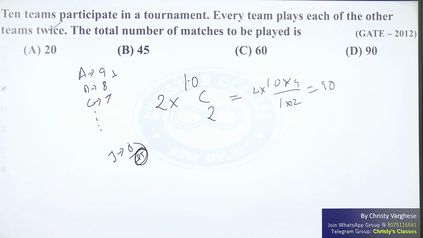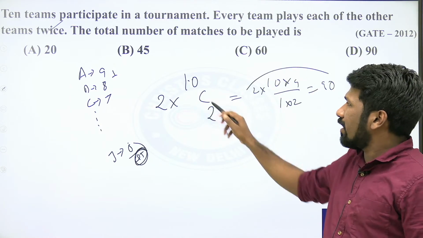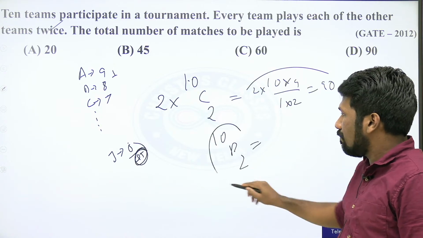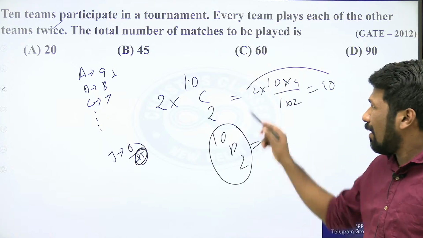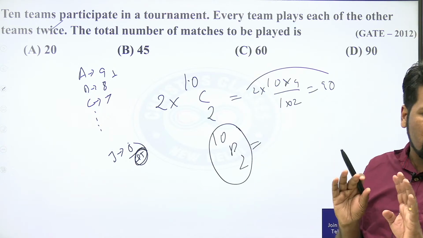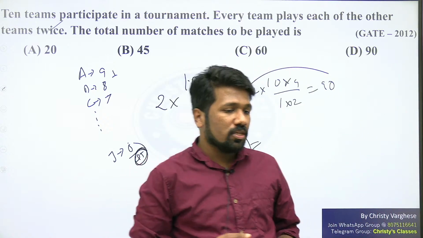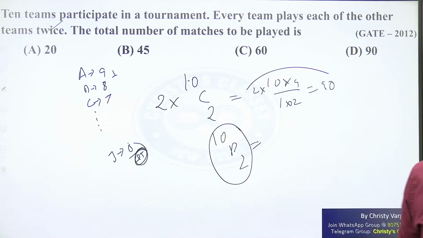Hope that is clear. Whichever way, or 2 times 10C2 is directly 10P2. If you are familiar with what is 10P2, that way also you can do. I'm not mixing it up because I don't want to confuse you now. Tomorrow we will discuss more about the connection between combinations and permutations. So anyway, if that is clear, yes, Sonia, permutation can be used. Totally correct.